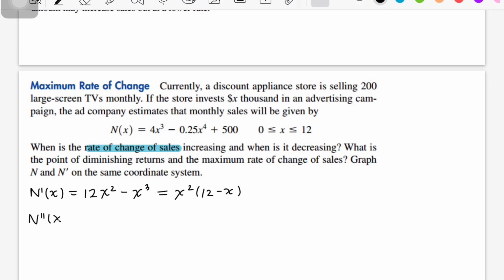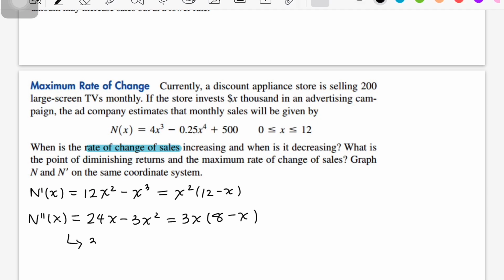So taking the derivative of our first derivative, we're going to get 24x minus 3x squared. And simplifying a little bit, we can pull out a factor of 3x from both of these, and we'll get 3x times (8 minus x). All right, so we'll do the same thing we did in the last example. We'll construct a sign chart to see when our second derivative is positive and negative, which will tell us when our rate of change of sales is increasing and when it's decreasing.